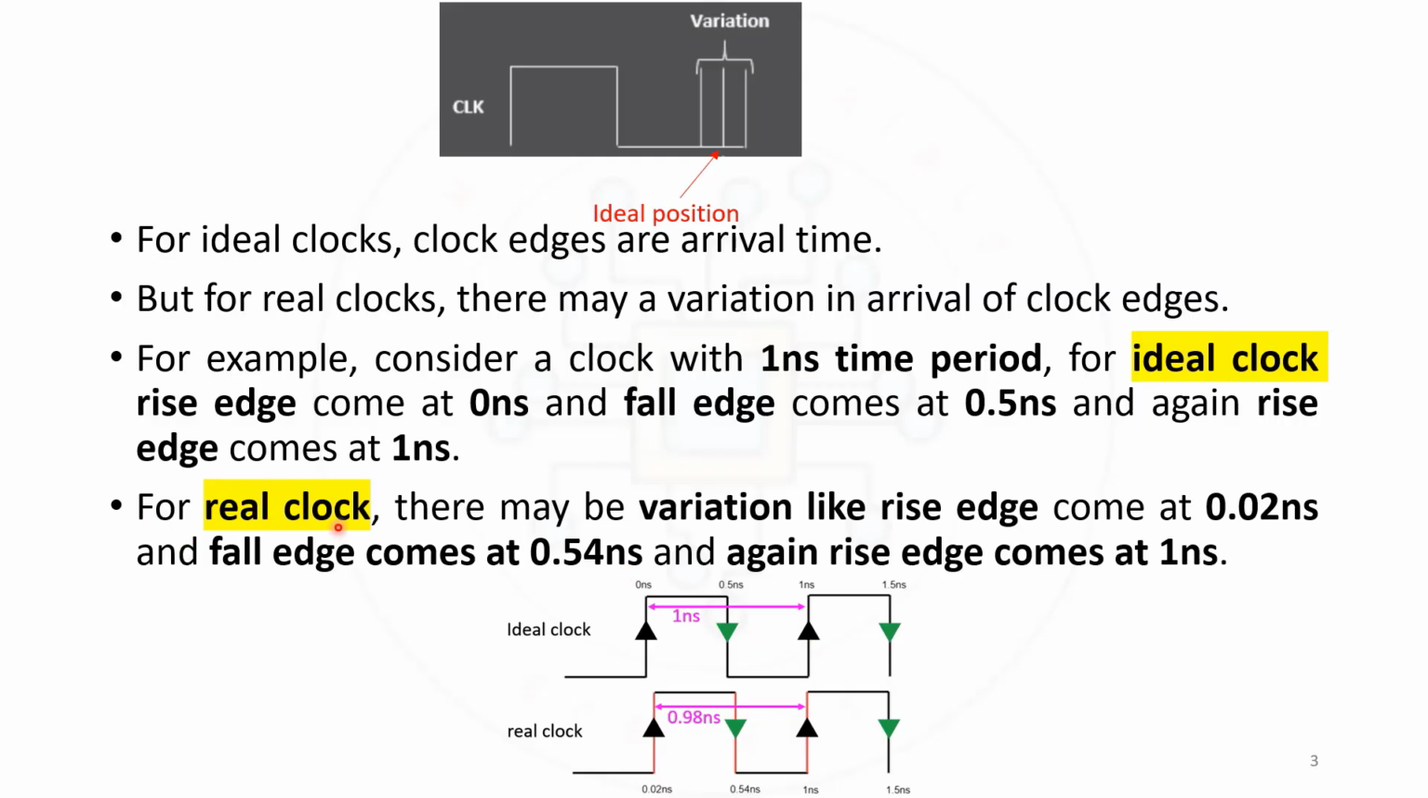Whereas for a real clock, there may be variations, like the rise edge comes at 0.02 nanosecond. In the ideal case it is coming at 0, whereas in the real clock, which is practical, it is coming at 0.02 nanosecond. The falling edge is coming at 0.54 nanosecond, and again the rise edge is coming at 1 nanosecond. You can see the difference here because of this variation of the edge. Here the time period is 1 nanosecond, whereas here the time period is 0.98 nanosecond, which is causing an issue as the time period is getting reduced.